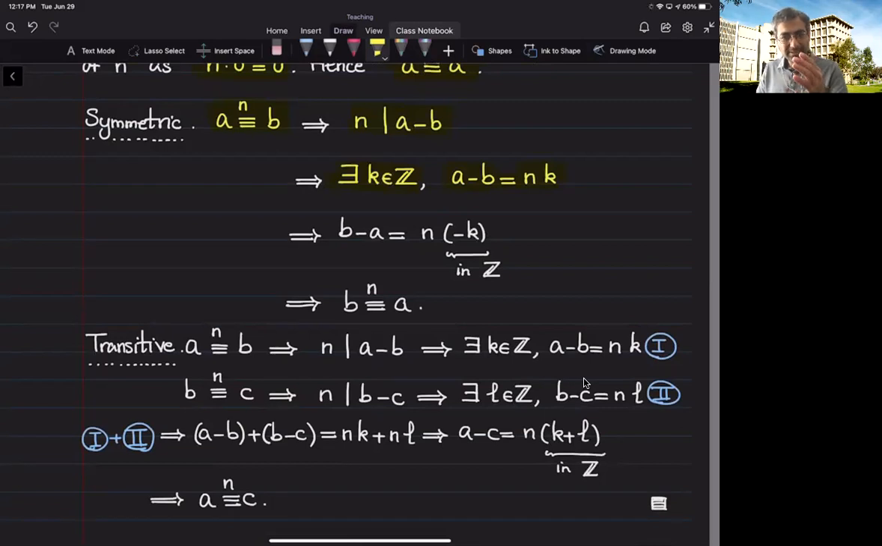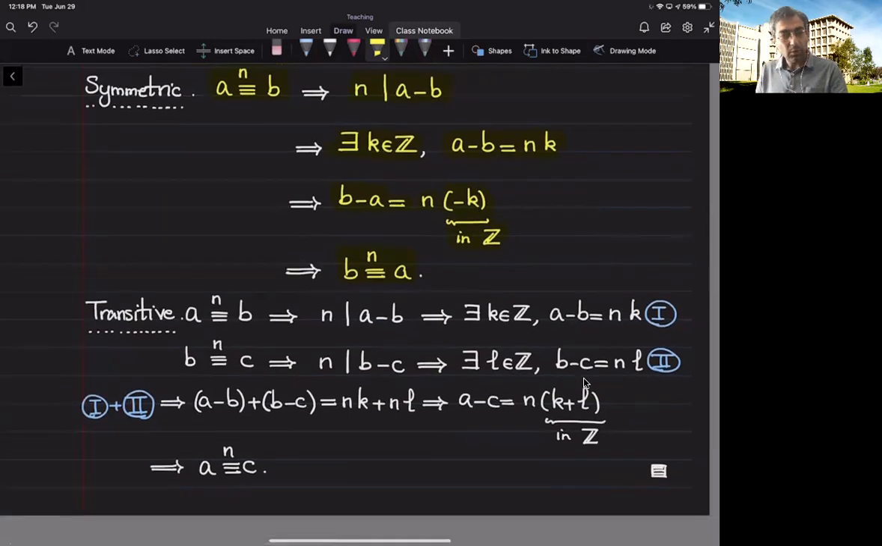Now, I'm interested in whether or not b is congruent to a modulo n. But b is congruent to a modulo n if b minus a is a multiple of n. From this equality, we easily see that b minus a is n times minus k. And minus k is also an integer because k is an integer, and the negative of an integer is also an integer. So from here, I deduce that b is congruent to a modulo n. So the congruence relation is a symmetric relation.